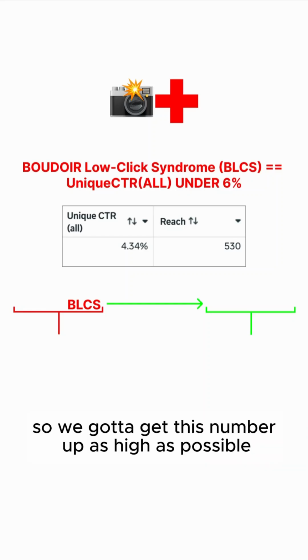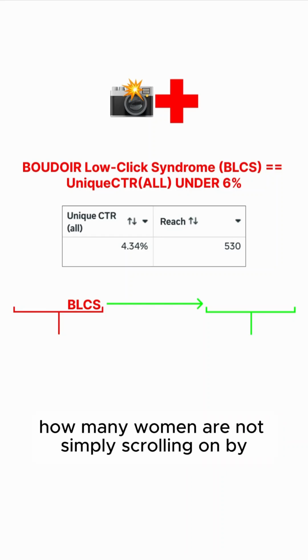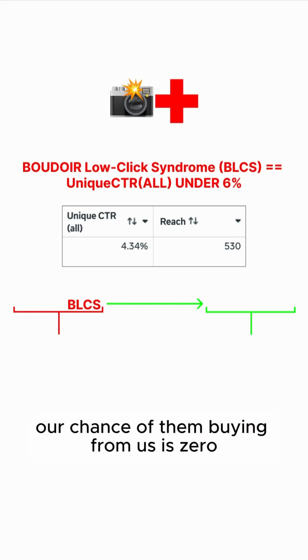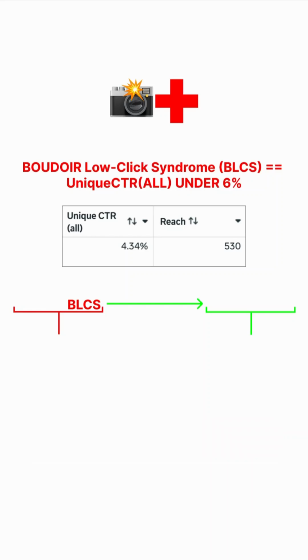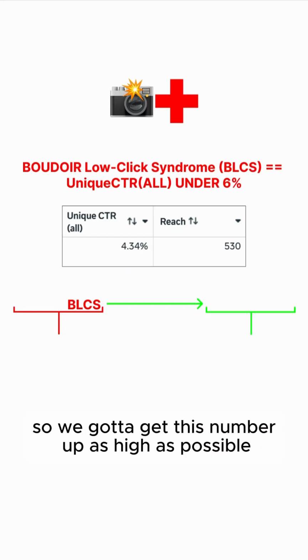So we gotta get this number up as high as possible to get our ads into the maximum number of women's brains as possible. Because basically this means how many women are not simply scrolling on by. If they simply scroll on by, our chance of them buying from us is 0. But if they click somewhere, chance of them buying from us is greater than 0. So we gotta get this number up as high as possible.